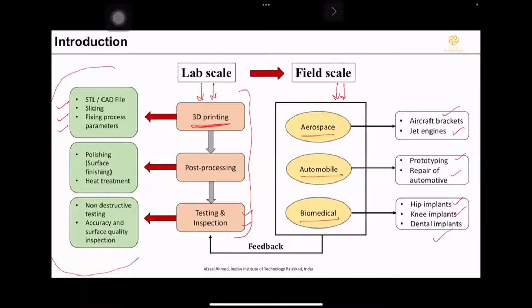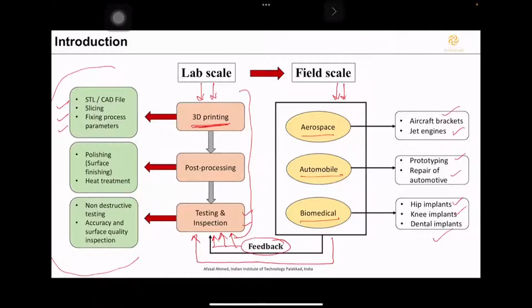But we are in a continuous process of learning from the challenges from the field scale. So if you see here, this particular field scale industries gives us a continuous feedback, like this is wrong, this can be improved, this can be enhanced. If we do this way, this can give us better output, something like that. So this feedback is continuously coming back to the lab scale.